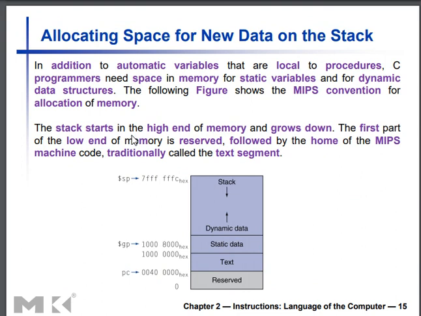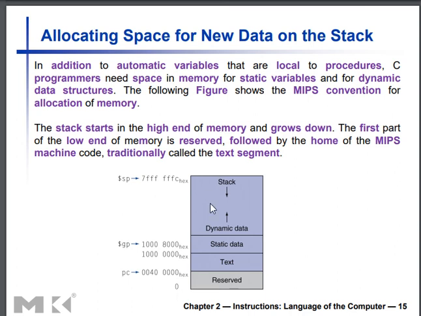Here, how do you allocate space for new data onto the stack? We just saw automatic variables, which are local to the procedures. In the stack, the stack starts in the high end of the memory and grows down. Can you see here? It is like the address of the stack is going to be less and it will reach 0.